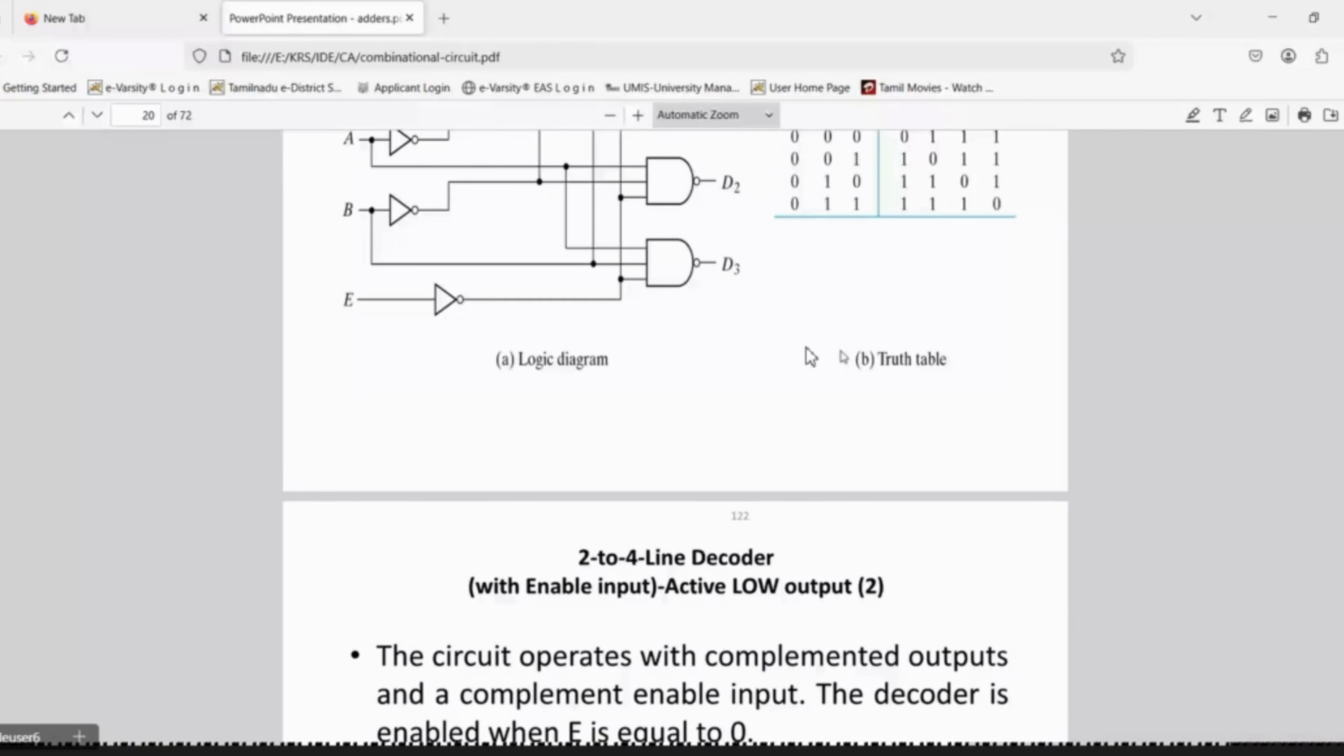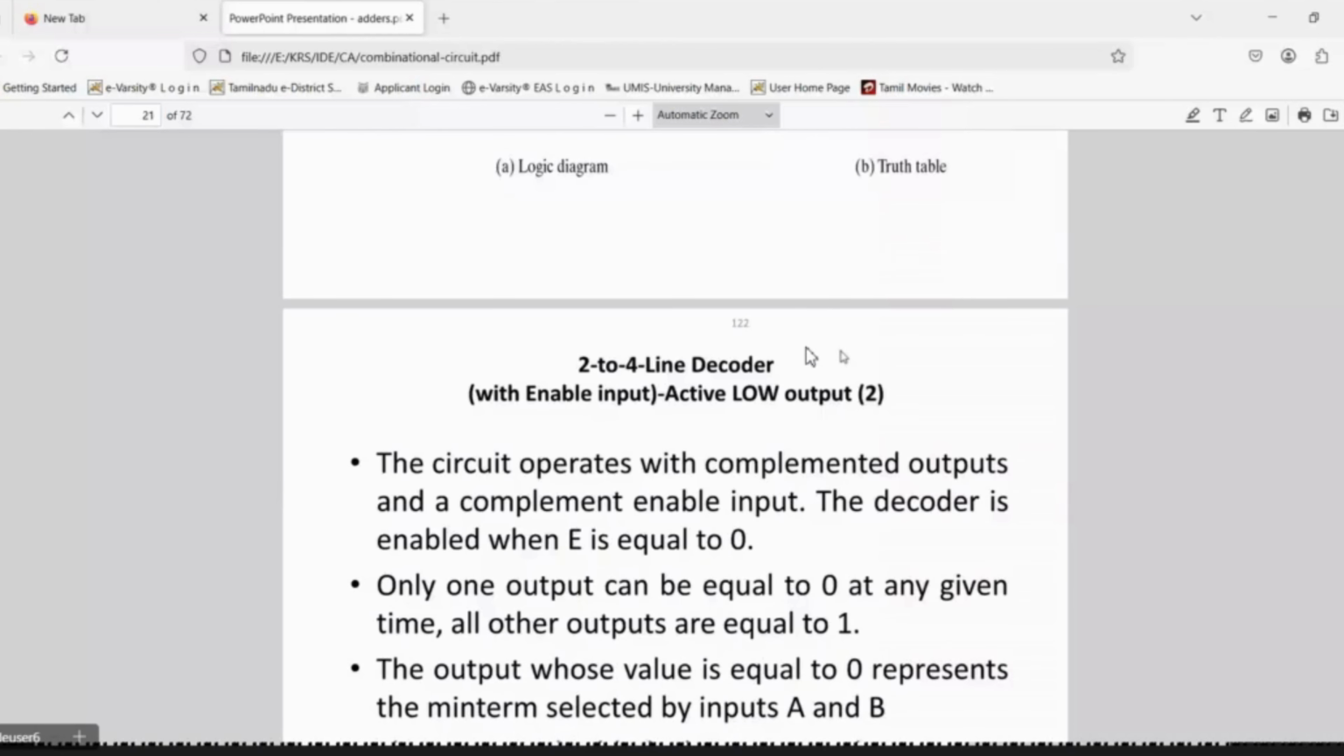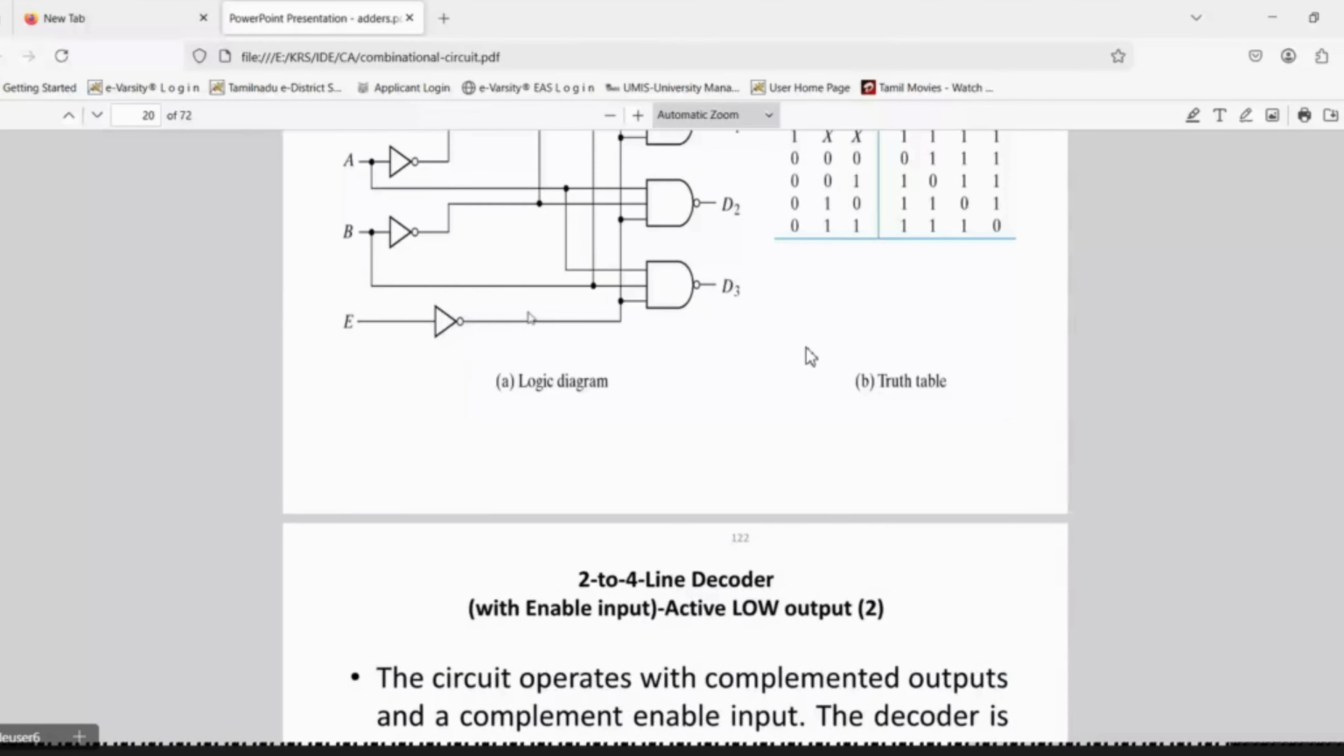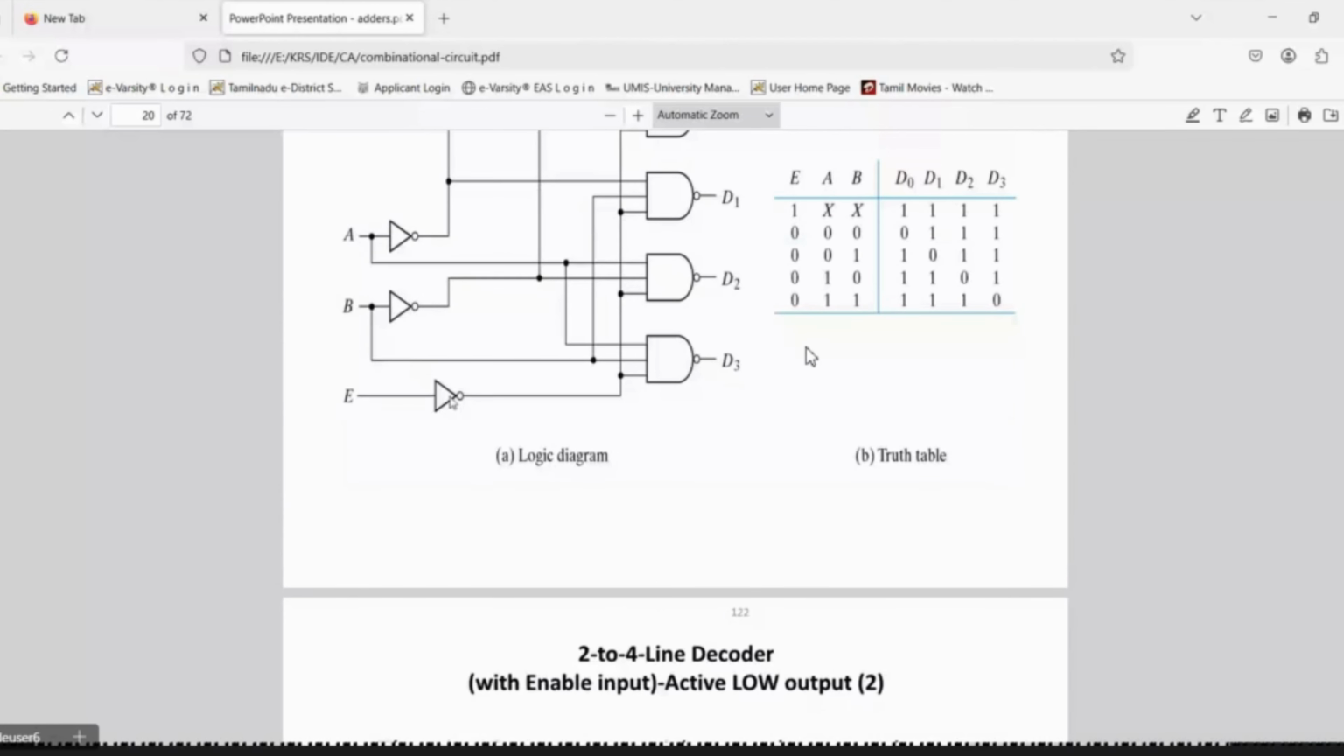The circuit operates with the complemented outputs and the complemented enable input. The decoder is enabled with E equal to 0. So here, E equal to 0, because there is an inverter, the output becomes 1. So it is enabled.